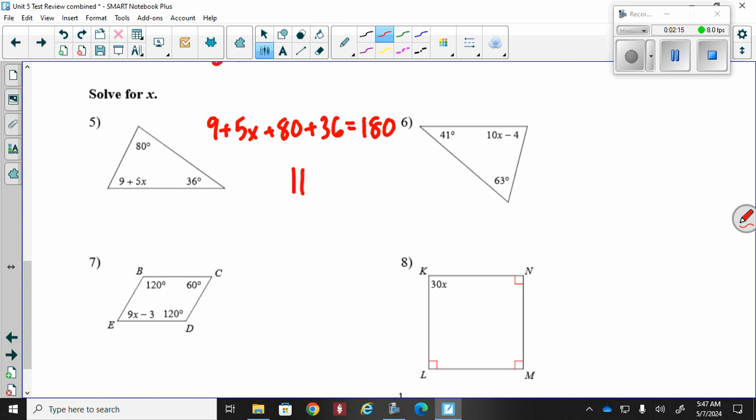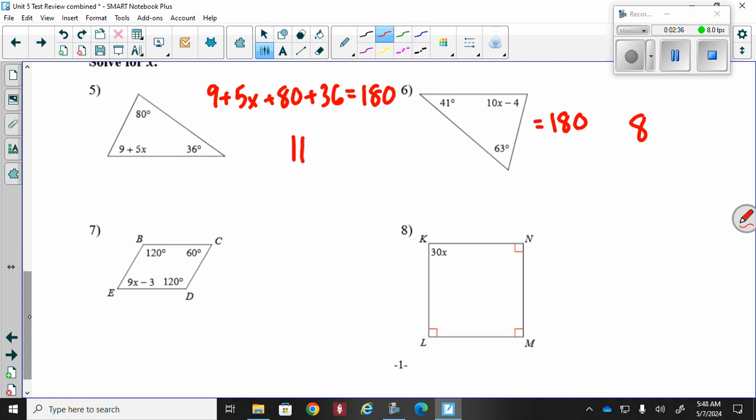Now, if you're someone who's like, I need help combining like terms, then obviously you will need to ask me or Mr. Taylor in class. So just don't assume that you're going to get it on the test if you can't get it right on the review. All right, same thing for question number 6. You're going to set everything equal to 180, and the answer for number 6 is going to be 8.